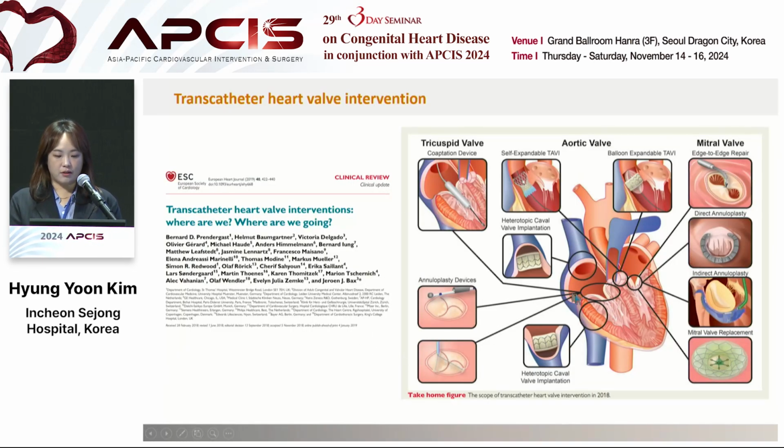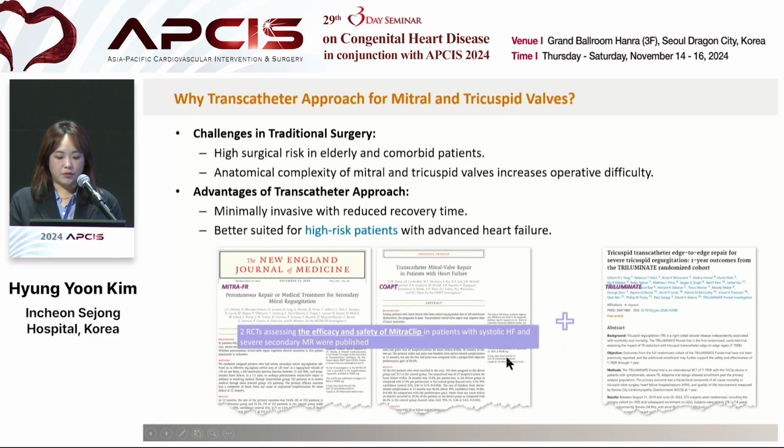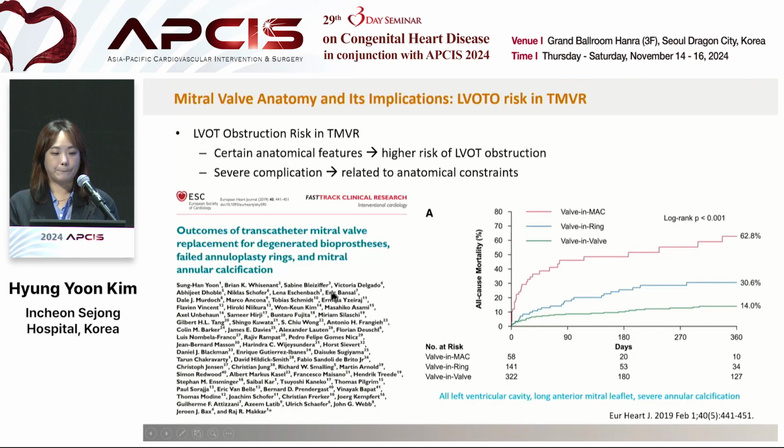So transcatheter heart valve intervention has revolutionized the treatment of structural heart disease like this. And why transcatheter approach for mitral and tricuspid valve? The complex anatomy of the mitral and tricuspid valve makes open heart surgery challenging, while transcatheter methods provide a minimally invasive alternative. So these are evidences for the intervention.